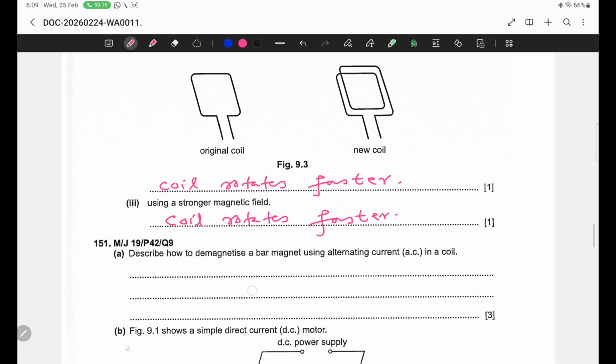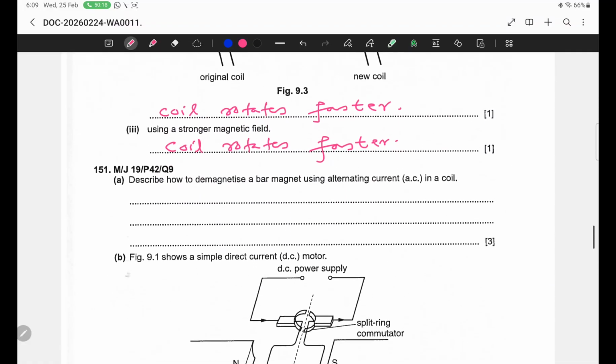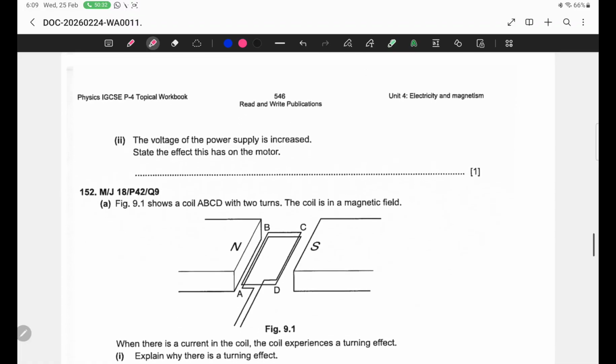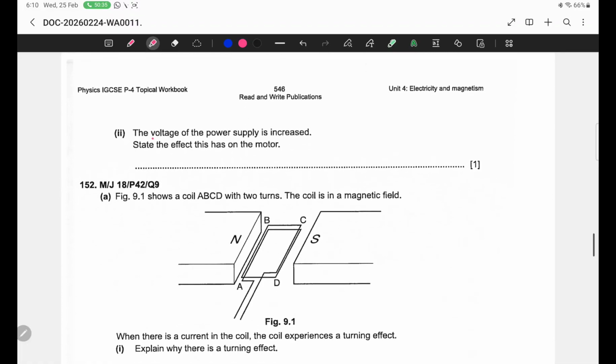Okay. Demagnetizing a bar magnet, we have studied here. Then this is the DC motor. What is the purpose of the split ring commutator? We have discussed. Actually, if we increase the voltage of the power supply, it will increase current. And if the current is increased, the coil rotates faster.